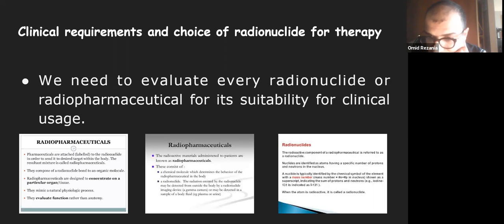Interesting. When the atom is radioactive, it is called a radionuclide. Interesting. Oh my God, this one single slide has hundreds of things to learn.